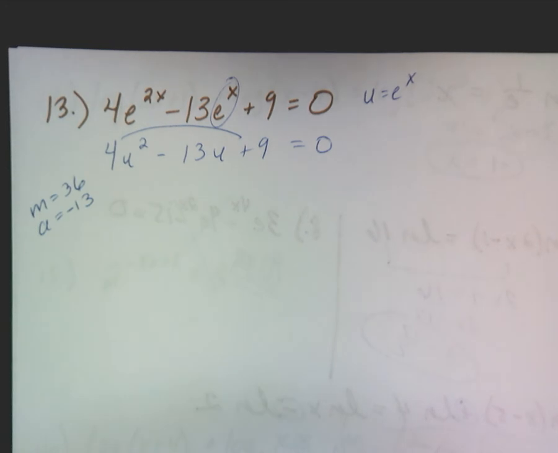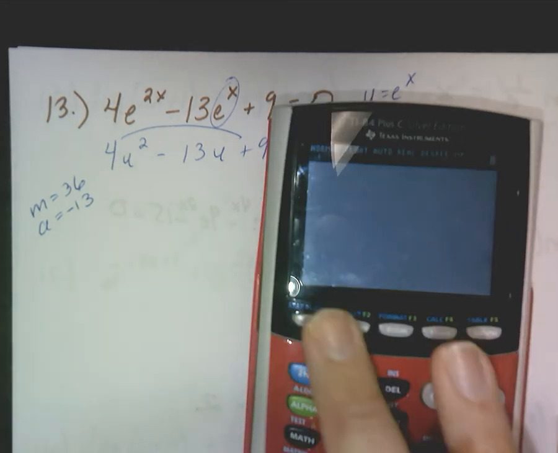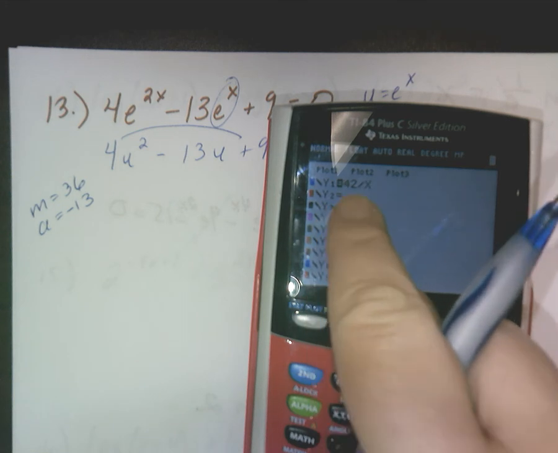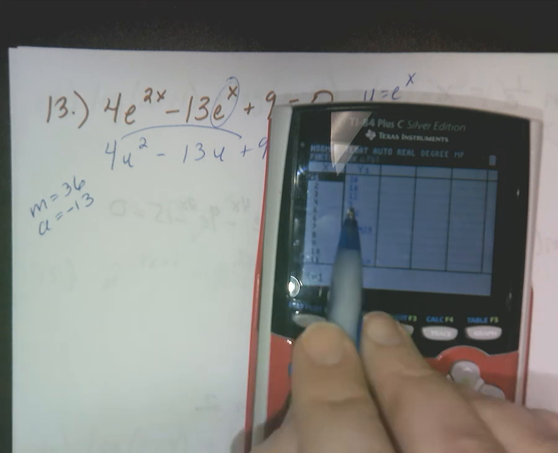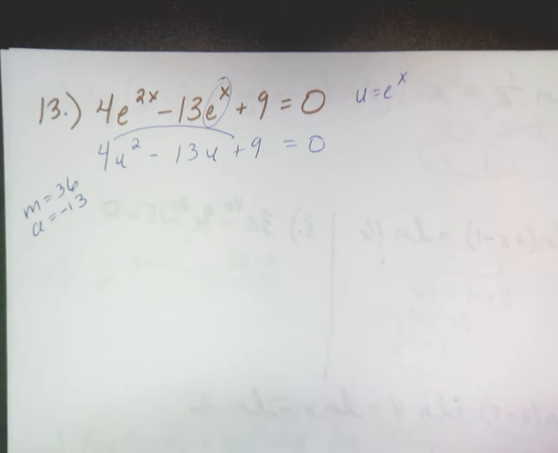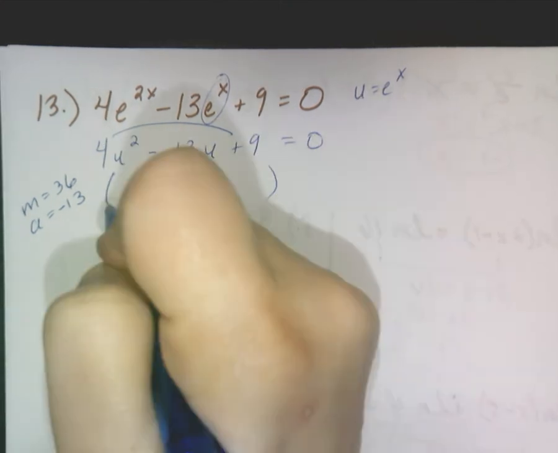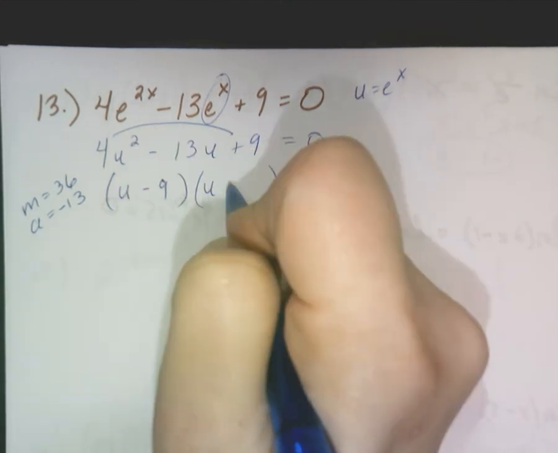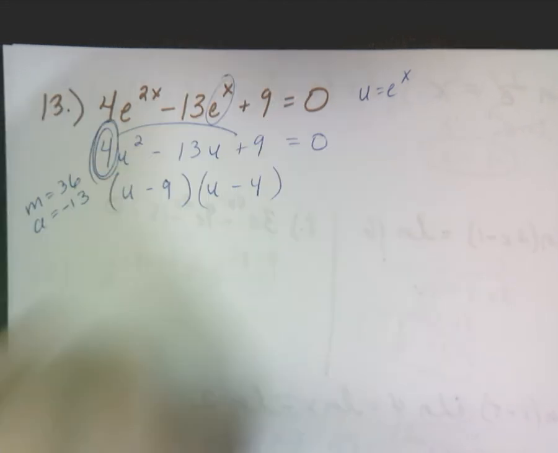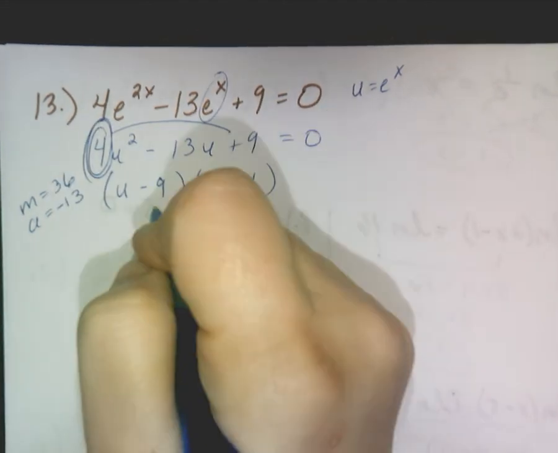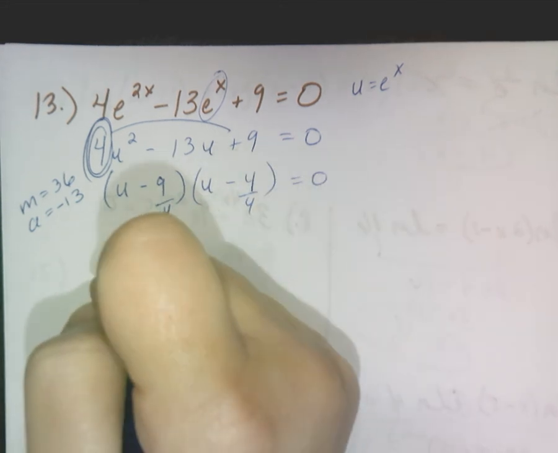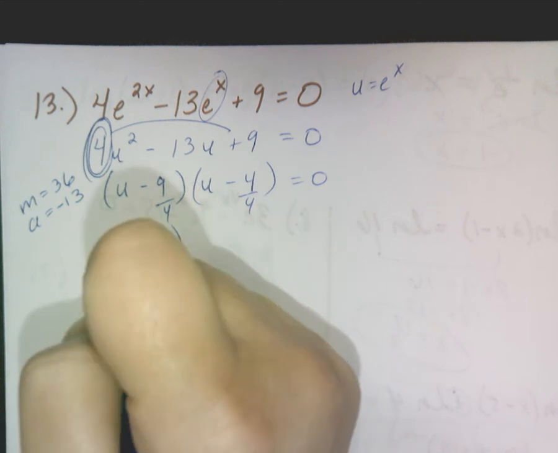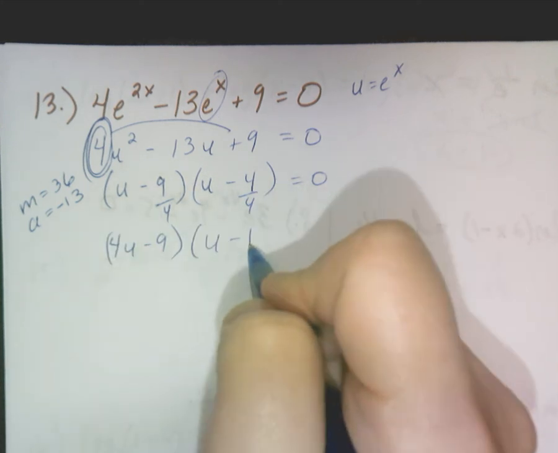And again, just to show you that trick, Miss Davis did teach it to you. You can put 36 over x and look at the table and see which 9 and 4 add to 13, so you just got to make them negative. U minus 9, u minus 4. However, there's a 4 right there. Divide by 4, divide by 4. So this becomes 4u minus 9. This becomes u minus 1.